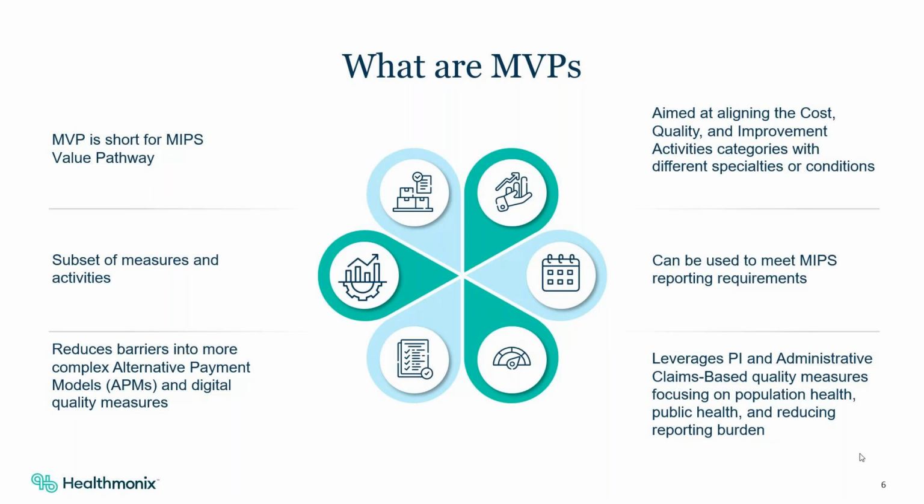These really have the ability here to get into a smaller group of measures, as well as a smaller, more accurate group to what CMS is looking for from growth in APMs and ACOs. It is aimed at aligning the cost, quality, and improvement activity categories with different specialties or conditions. So you'll see that in a little bit. It can be used to meet MIPS reporting requirements. So this is another pathway, and it leverages the same PI and claims-based measures that you are utilizing inside MIPS.